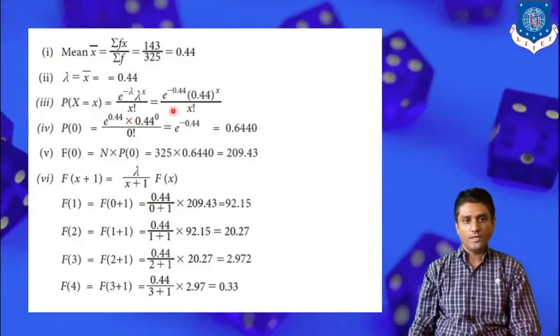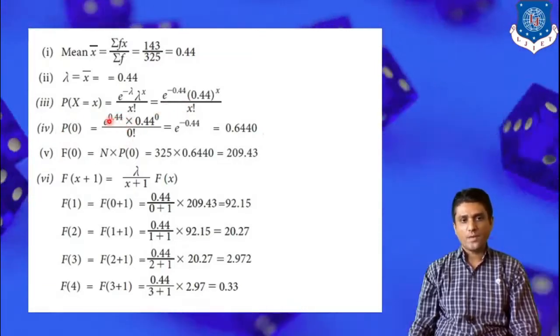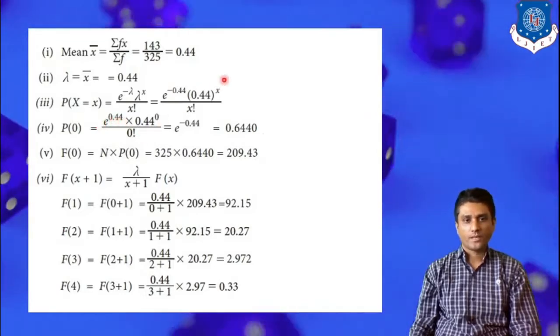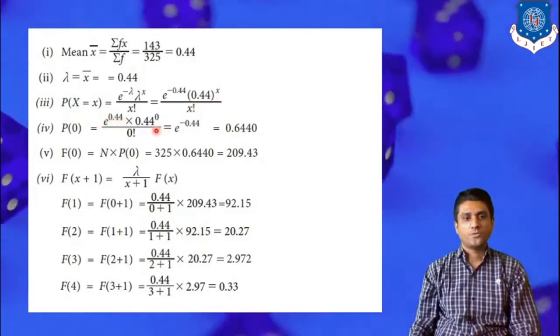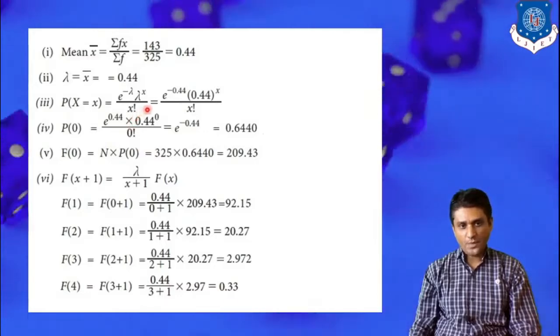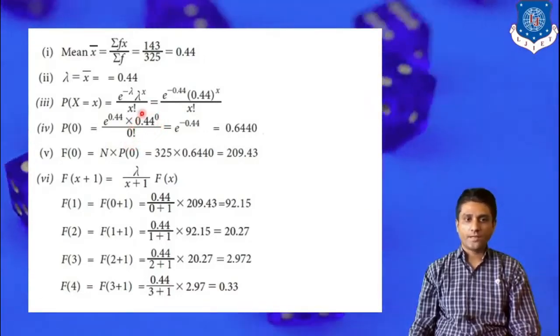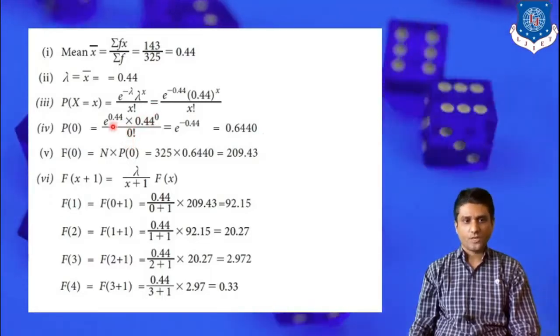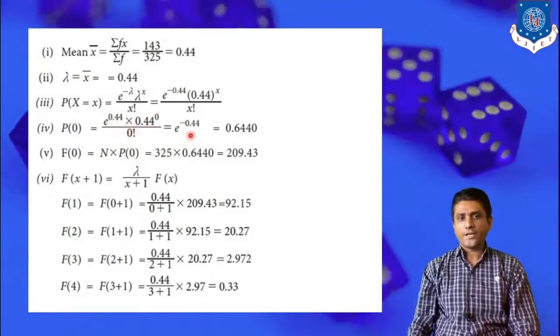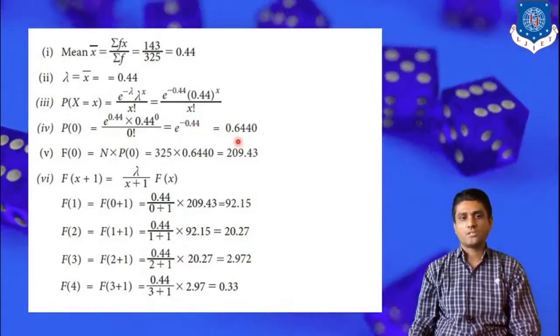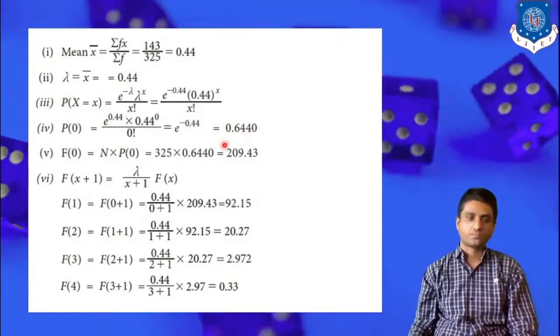So P of 0 is e raised to, this term should be negative, not positive, e raised to negative 0.44 into 0.44 raised to 0 upon 0 factorial. Definitely, 0.44 raised to 0 is 1, and the denominator 0 factorial is 1. So it leads to e raised to negative 0.44. So P of 0 is approximately 0.64.